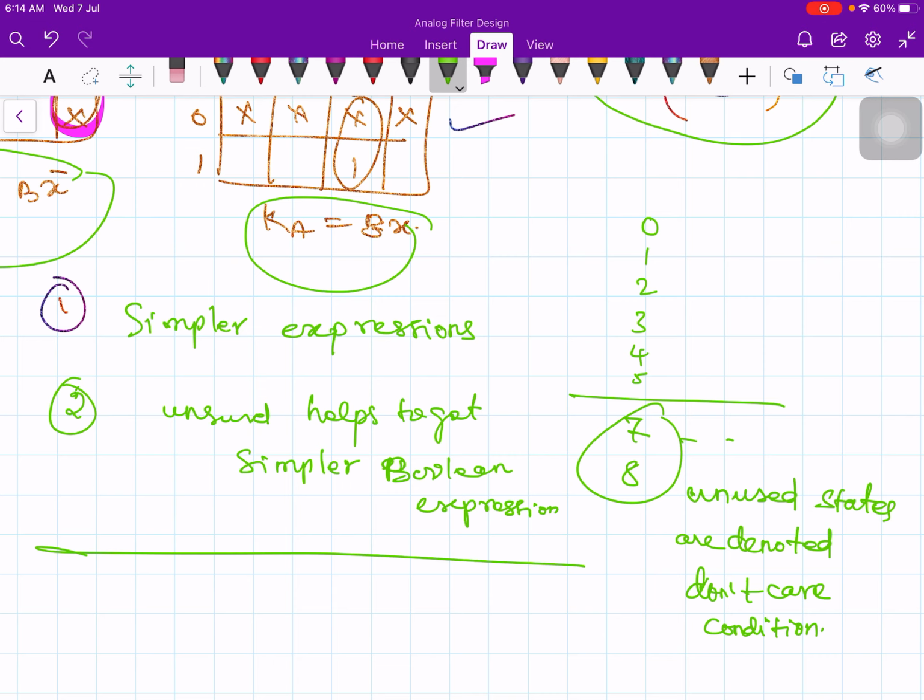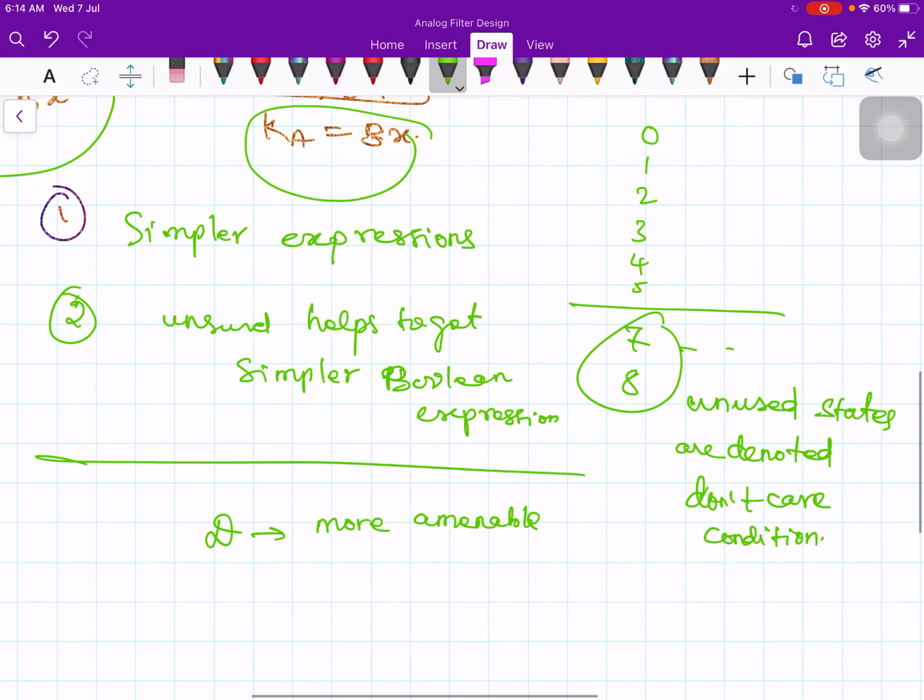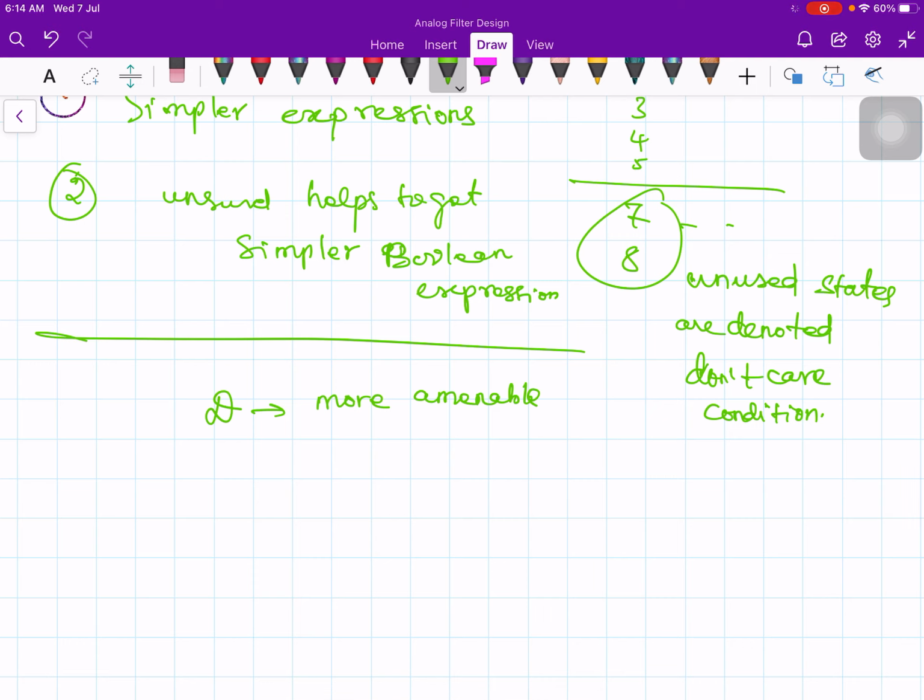Nonetheless, D-type flip-flops are more amenable to an automated design flow. So whenever you want to do some automated synthesis using some tool, then the D flip-flop is more amenable. So this is mostly used in industry.